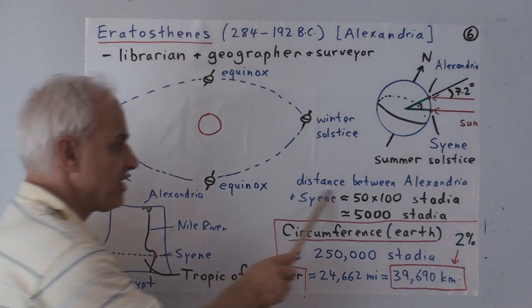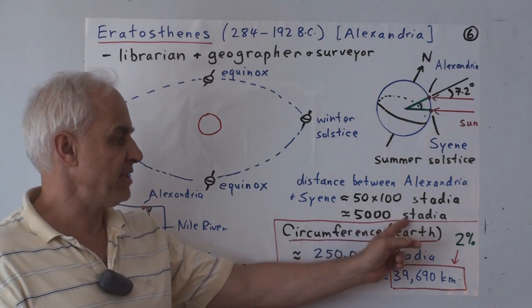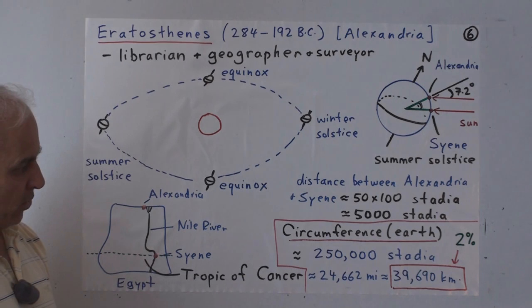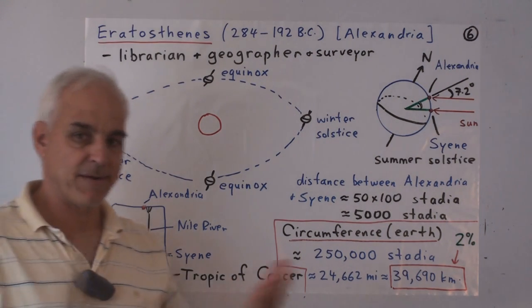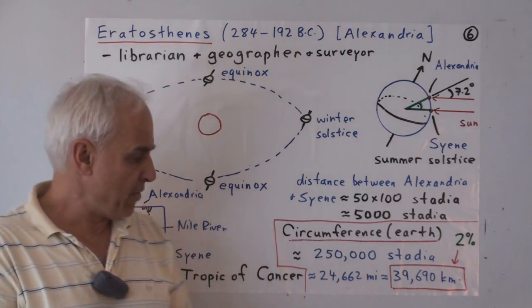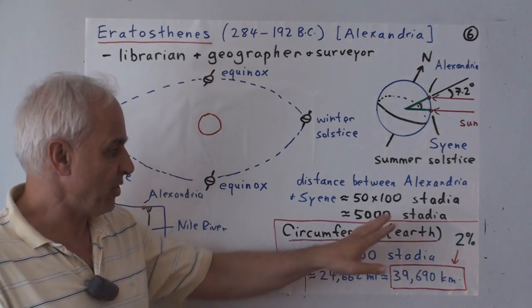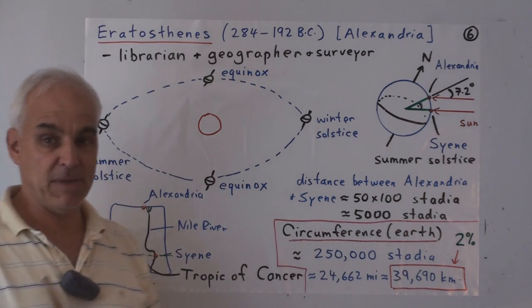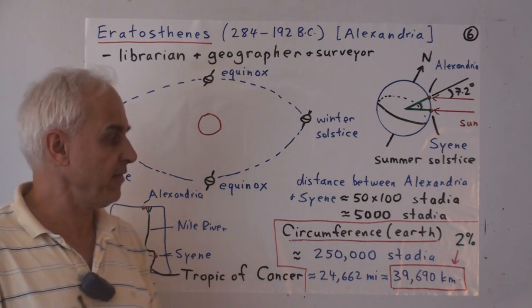And he knew that the distance between Alexandria and Syene was roughly 5,000 stadia. How did he know that? Well, what's a stadia, first of all? That's a Greek way of measuring things. In fact, there were two different kinds of stadia in operation. There was also an Egyptian stadia. It's roughly about 150 meters, or maybe roughly 500 feet, something like this.